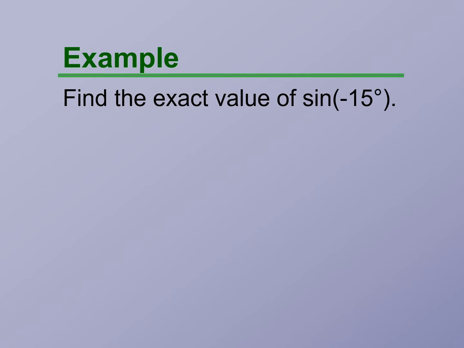So for example, let's say we want to find the exact value of sine of negative 15 degrees. Now, negative 15 is not one of our special angles. However, negative 15 is the same as saying 45 minus 60. And 45 and 60 are both special angles. So we're going to rewrite sine of negative 15 as sine of 45 minus 60.